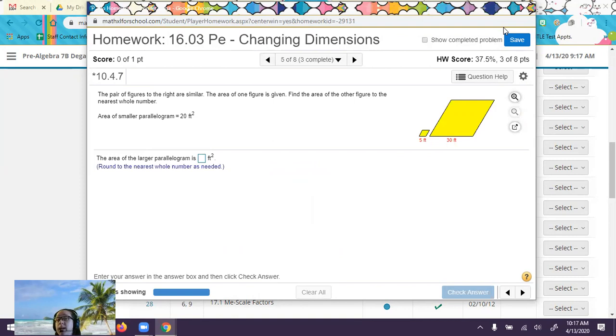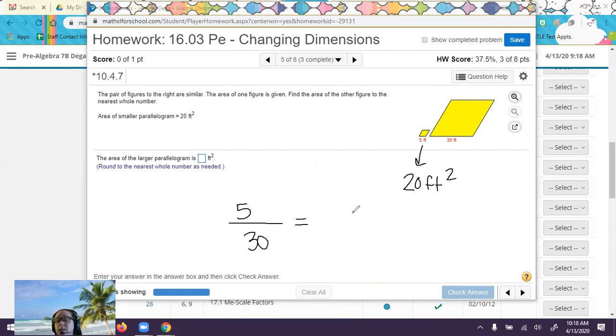So in this one, guys, this one's kind of interesting. The pair of figures to the right are similar. The area of one figure is given. Find the area of the other figure. So we know the area of the small figure is 20 feet squared, okay? So we know that the way the sides compare is 5 to 30 is equal to, and the area, so I'm going to solve for x here.